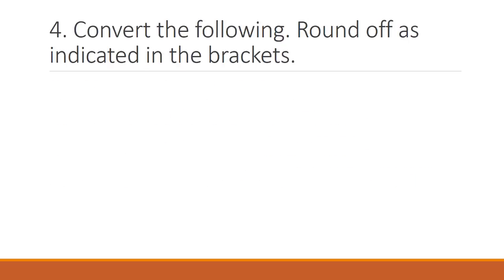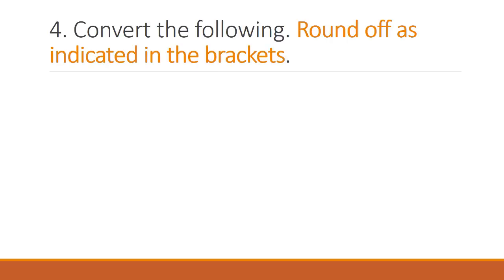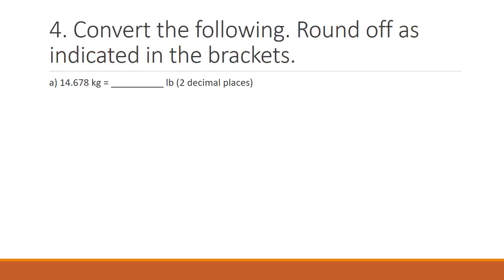Question 4 wants us to convert the following and round them off as indicated in the brackets. Once again, individual questions may have their own rounding demands, so we'll have to look at what they are on an individual basis. Yes, remember to round. In this one, a little bit different. We're going from metric to imperial. We want to go from 14.678 kilograms. We want to convert that to its decimal equivalent in pounds.